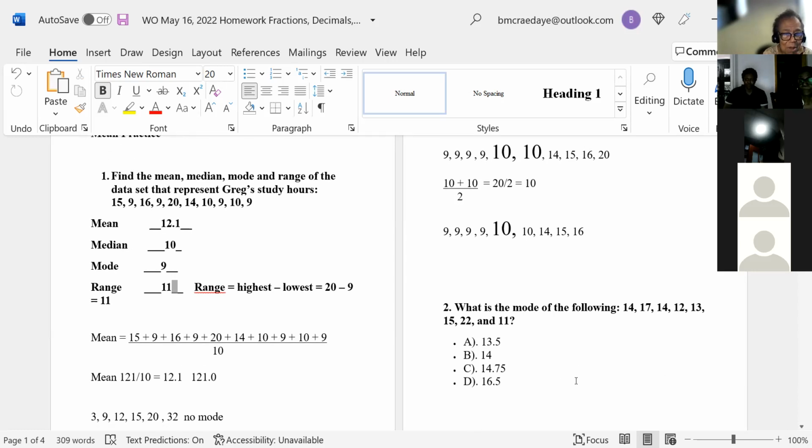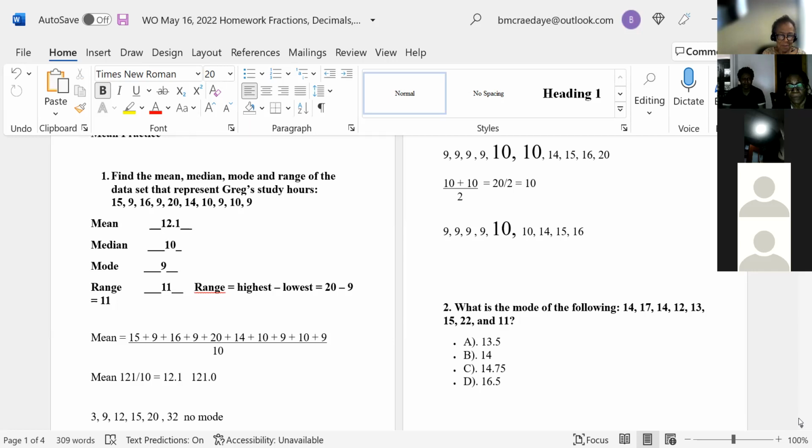All right, Michelle, number 2. What is the mode? Number 2, A, B, C, or D? Where's number 2? I can't see. Oh, I see it now. Number 2 is 14.